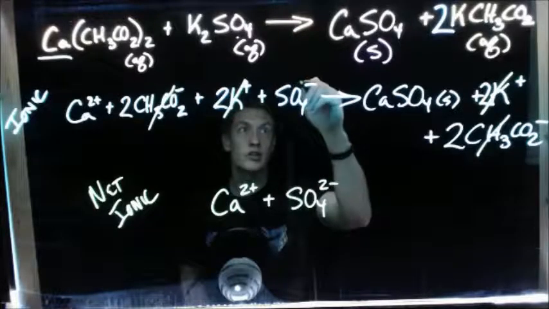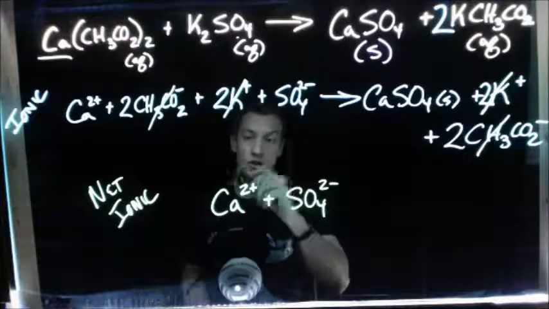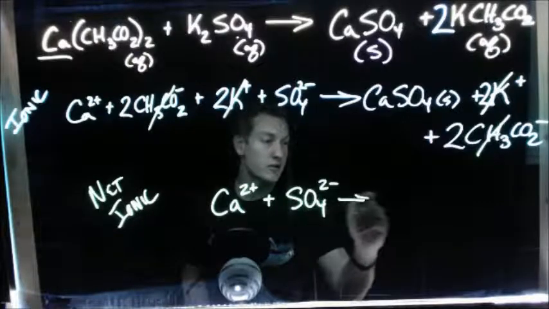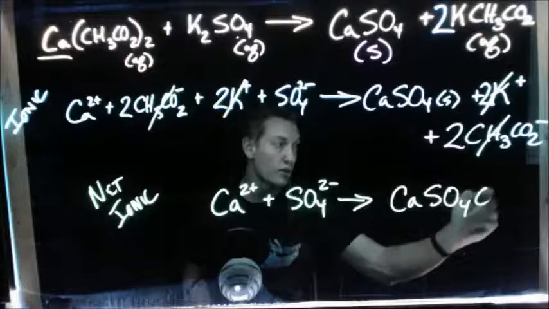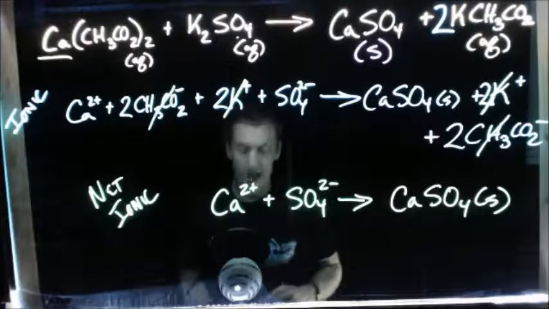Oh, did I write that as 2 minus earlier? It should be 2 minus. That's my bad. So calcium 2 plus, sulfate 2 minus. They react to form calcium sulfate solid. And that would be our net ionic equation.